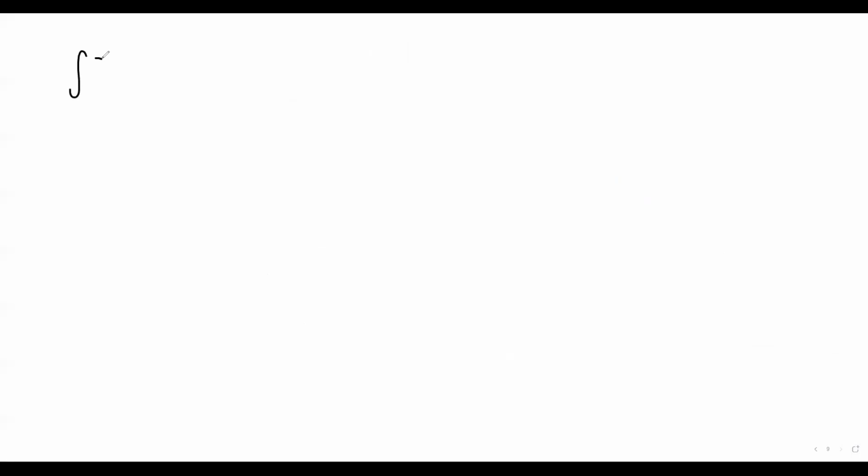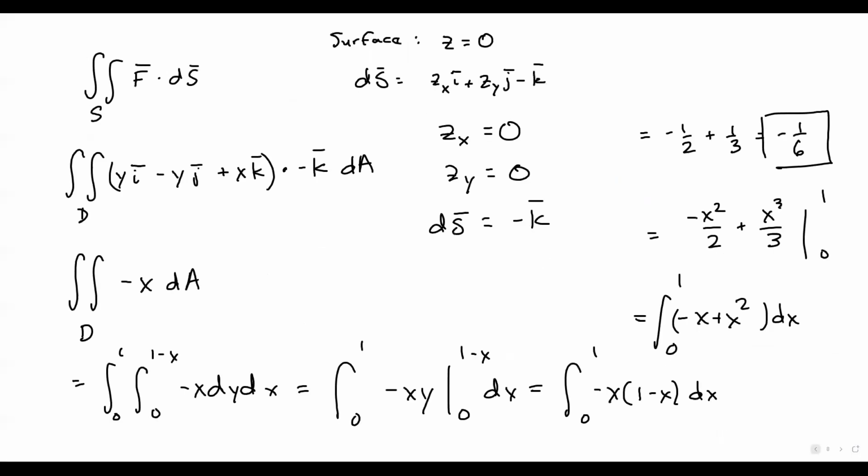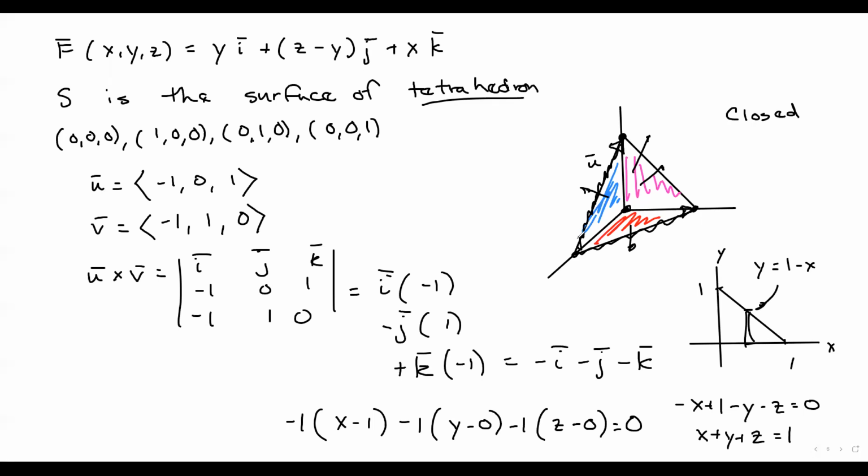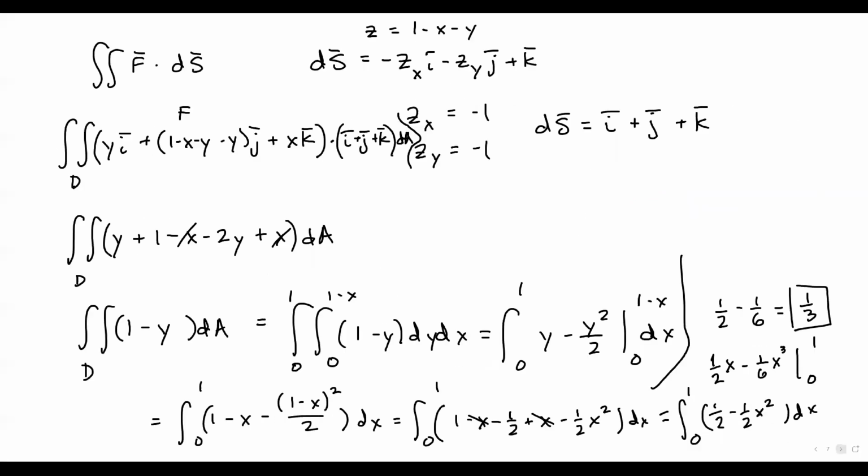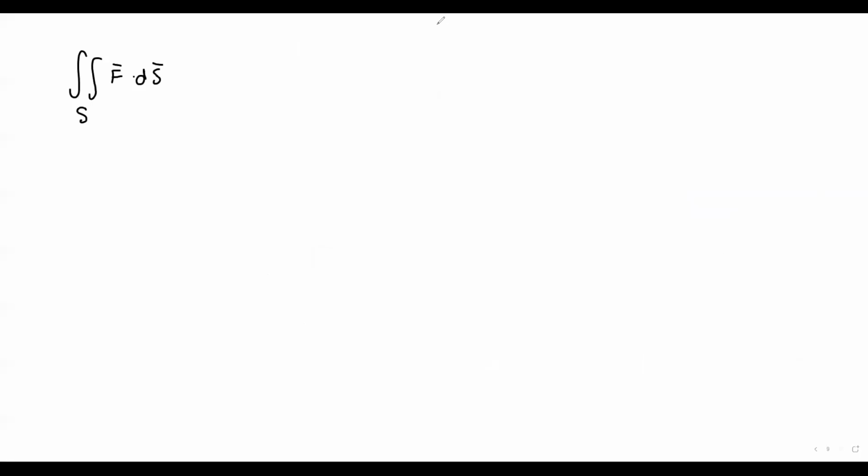All right, so we're still doing F dot dS over S. This time, let's do the left side next. What's the equation for the left-hand side? That's the xz plane, so the equation is y equals 0. If we're doing y equals 0, that means we need a dS that is in terms of y.